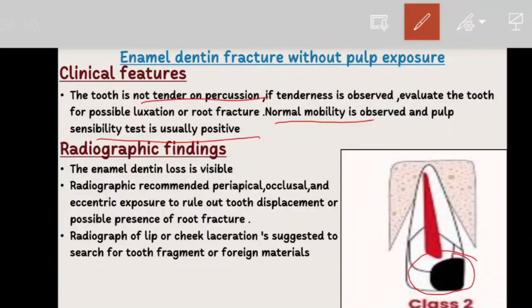So radiograph is advised, we recommend periapical, occlusal and eccentric exposure. Also radiograph of lip or cheek to check for the broken fragments. So radiograph of lip or cheek laceration is suggested to search for the tooth fragment or foreign materials.